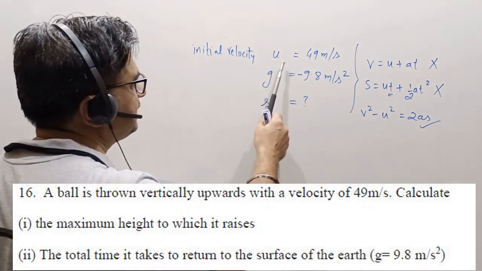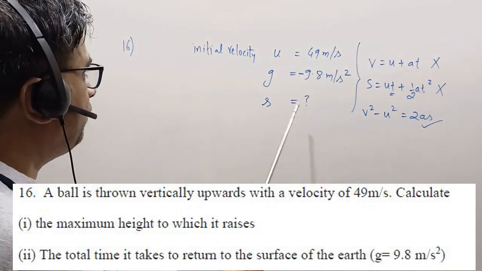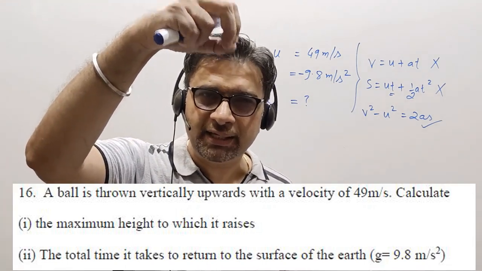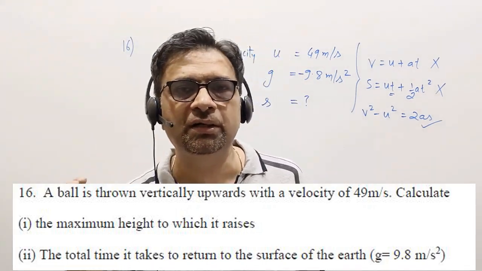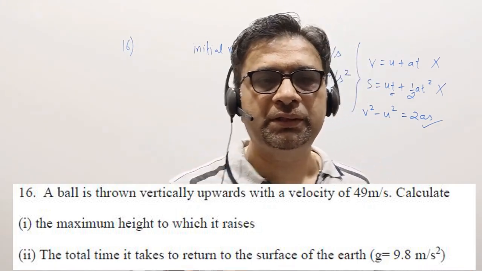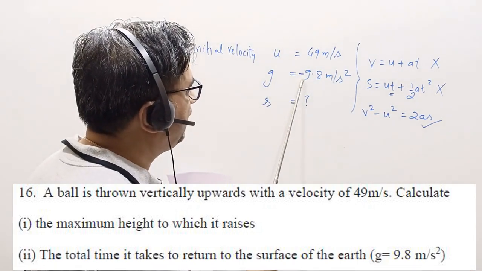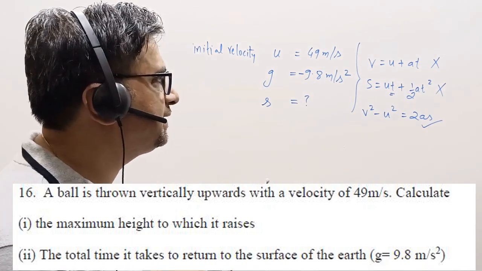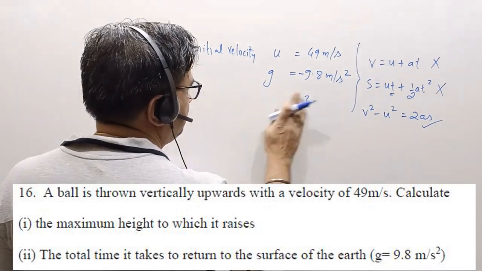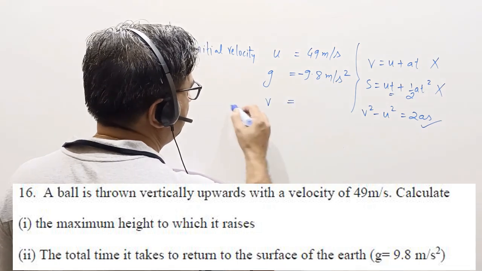Initial velocity is now 49 meters per second. That's the velocity with which this object is thrown. And because the acceleration due to gravity naturally acts downward, but here the ball is being thrown upward, the direction being opposite, we write this minus here. g is equal to minus 9.8 meter per second square. Before we determine the distance, let's also make note of what the final velocity will be.